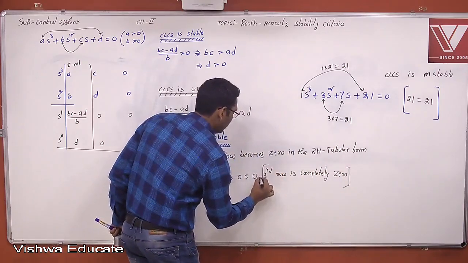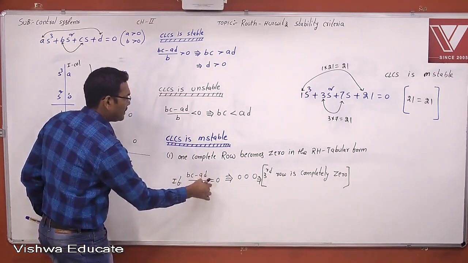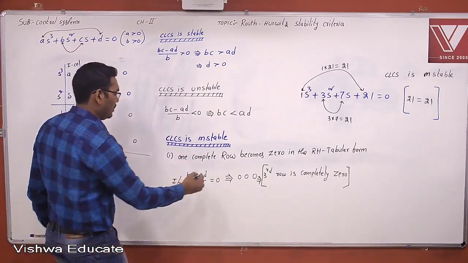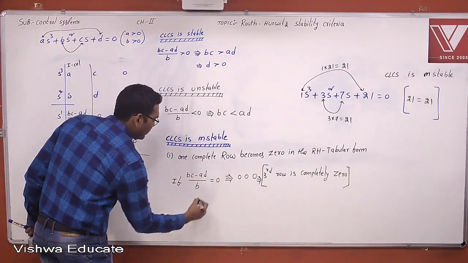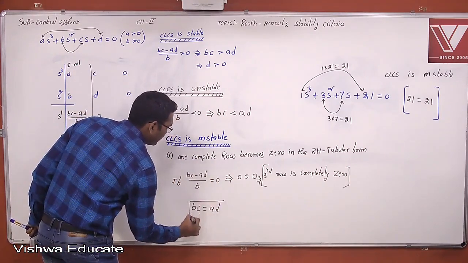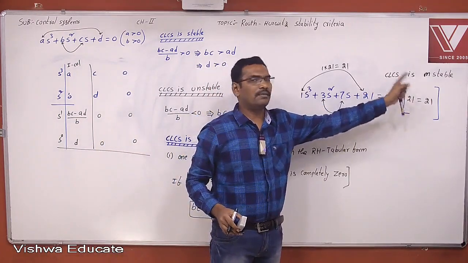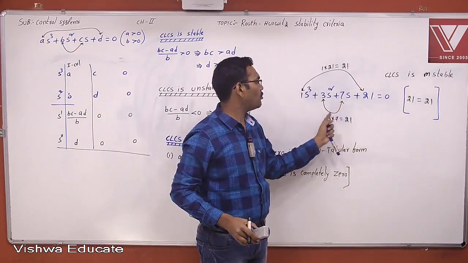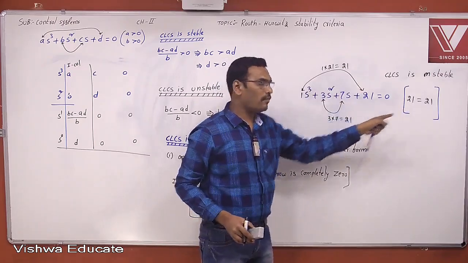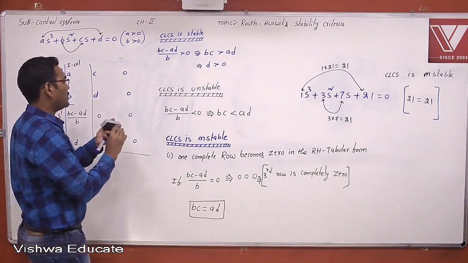If BC minus AD by B is 0, one complete row becomes 0 such that the system is marginally stable. Now BC minus AD by B equals 0, so BC is equal to AD. That is the reason why I am saying, students, if the system is marginally stable, the internal quotient product BC and the external quotient product AD are equal. The internal quotient product is equal to the external quotient product. Now the system is marginally stable.